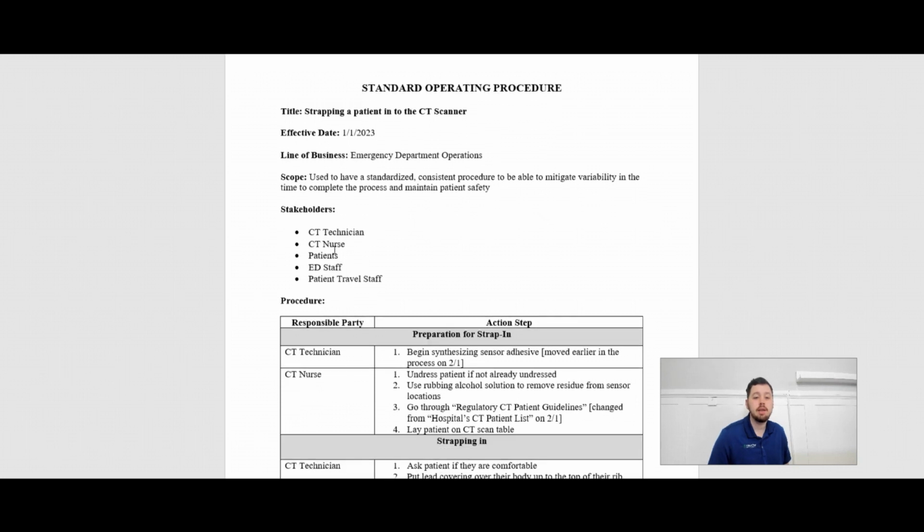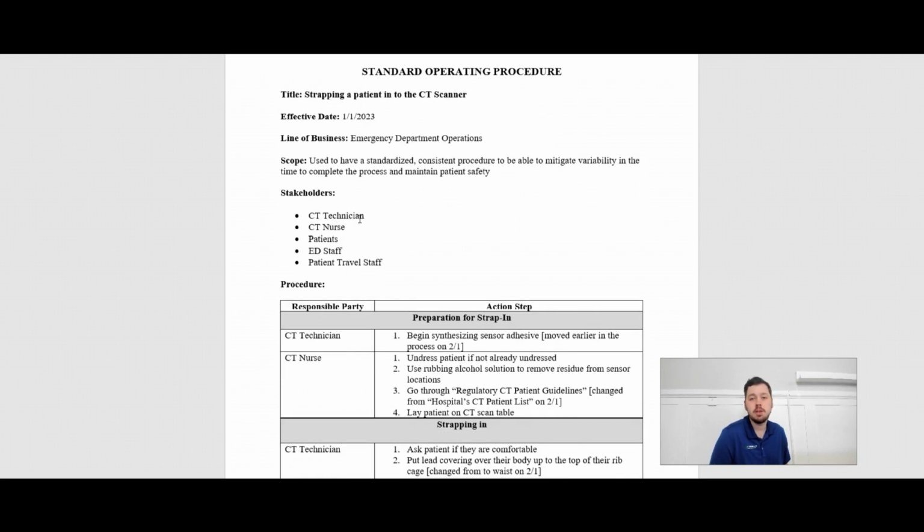And then a key part here is stakeholders. Stakeholders are going to be everyone that's involved with the process. So in this instance, the CT technician, the CT nurse, the patients, of course, are a stakeholder because they're the ones being taken care of. The ED staff and the patient travel staff are going to be people not directly involved, but people who will maybe be part of this process before and after, and who could be affected by the events that go on during this process. So that's really important to document as well, so you can understand people that might be important to have at the table when you're talking about improving these processes.